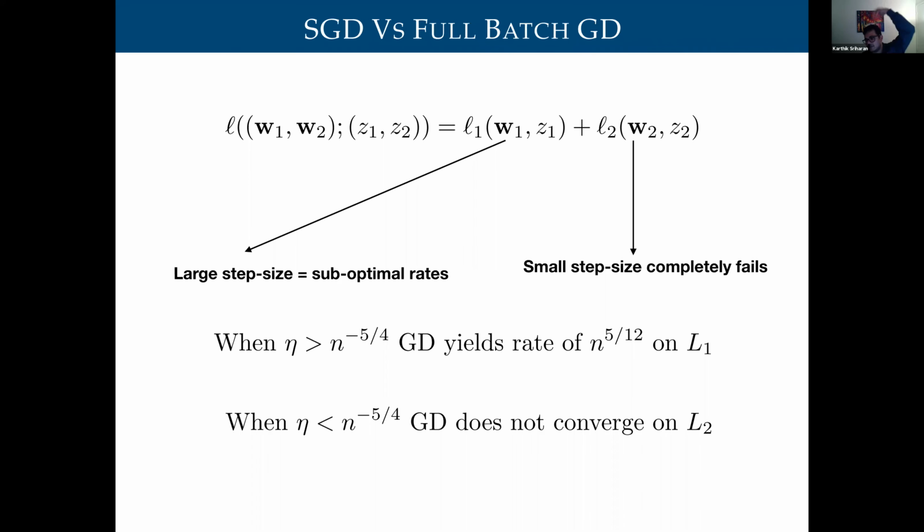Capital L1 is the test loss on their part, and capital L2 is the test loss on the small L2 part, that is our part. And what we show is that if you consider small step size, then our method, on our problem, small L2, the method fails.